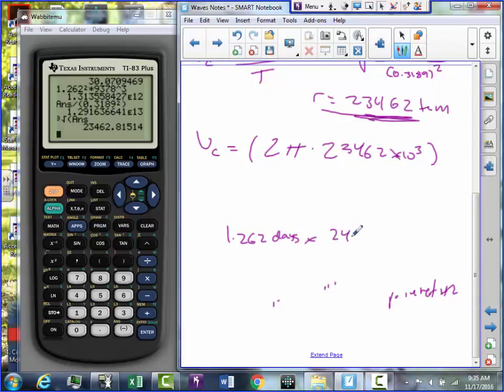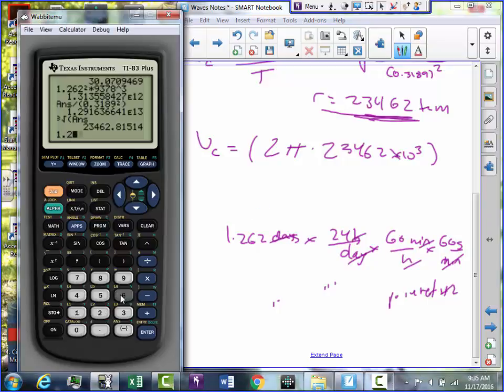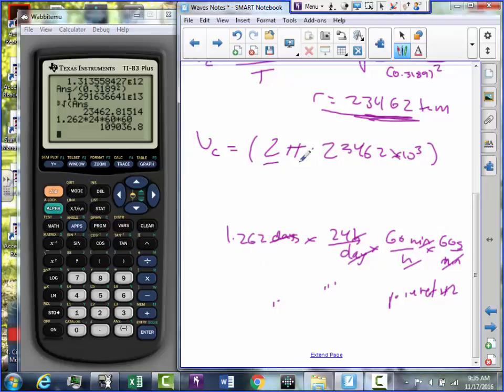Let's see. There are 24 hours in a day. There are 60 minutes in an hour, 60 seconds in a minute. Okay, I got 109,000 seconds. Anybody calculate that as well? Yeah. So there's my period, 109,000 seconds.